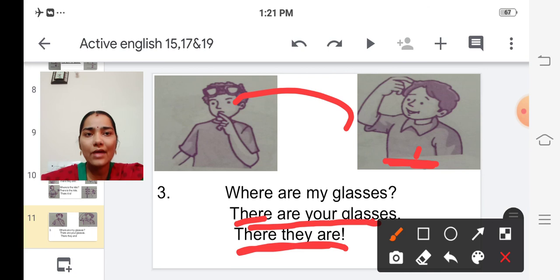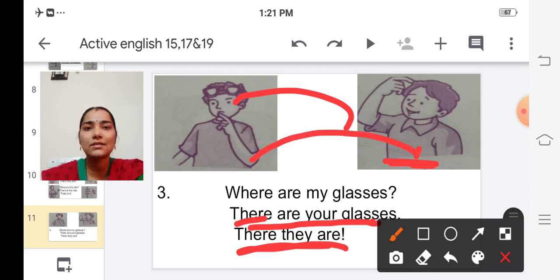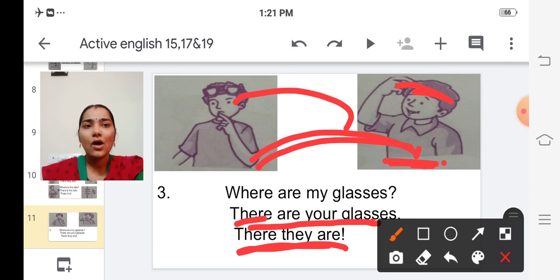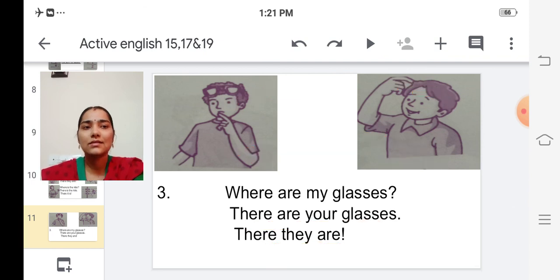Suppose he is having his glasses, then how will he answer? Here are your glasses. But here he is not having his glasses. So how does he answer? There are your glasses. There they are. So like that he answers. Can you understand the difference, children? Yes? So try to finish the remaining sentences. Okay, children?